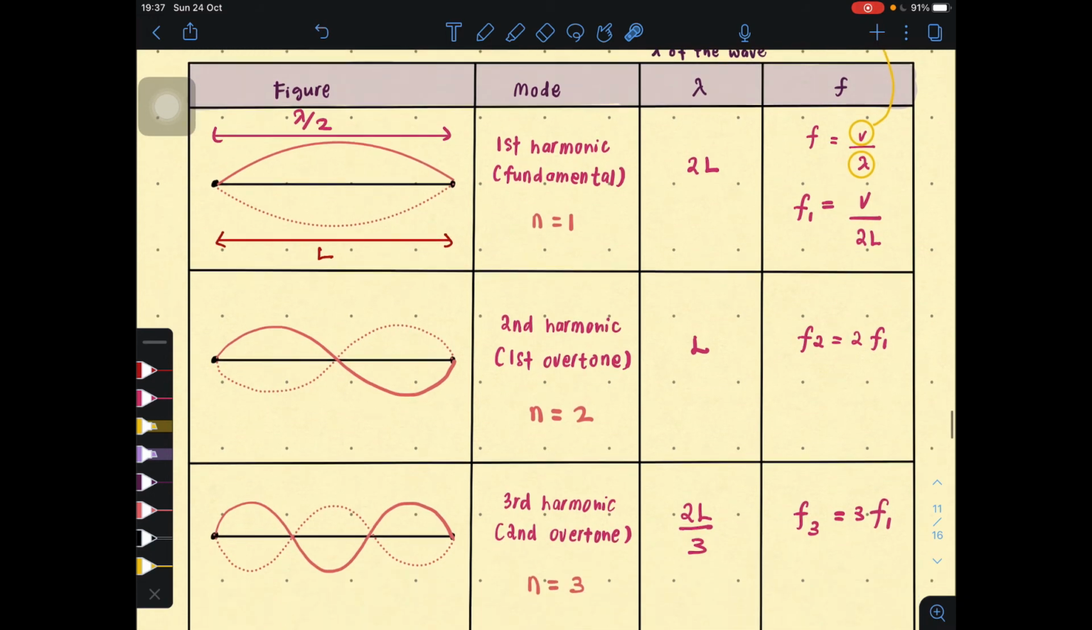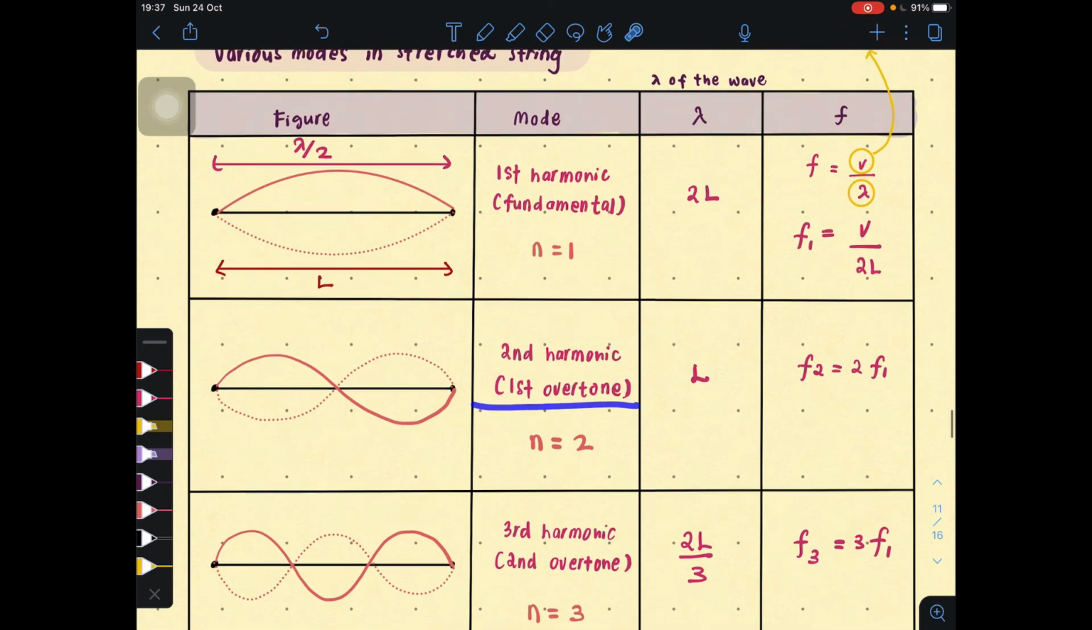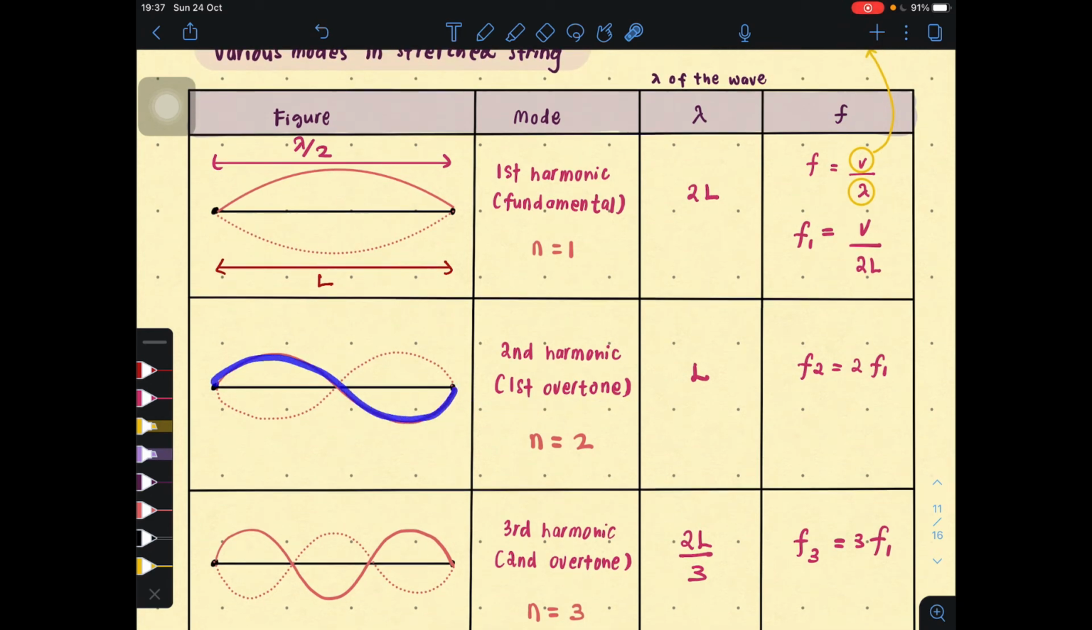Okay, for the second harmonic, or we call it the first overtone, the pattern will look like this and then it will reflect again. So it will produce two loops. 1, 2. Okay, it will produce two loops. That's why we put N equal to 2. So the value for the lambda here is equal to the value for the length. So likewise, from here to here is equal to the length.